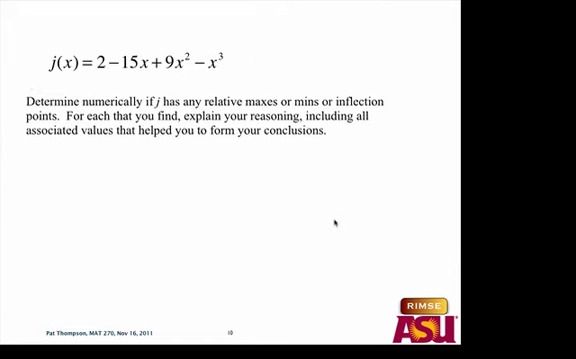Okay, so now let's try it the other way. So here's a function. Now to determine numerically if j has, and I'm not going to give you the x values, now you're going to go find any possible relative maxes or mins, or inflection points. So what would it take to determine numerically relative maxes or mins? Then for each that you find, explain your reasoning, and include all the associated values that help you to form your conclusions. Okay, go.